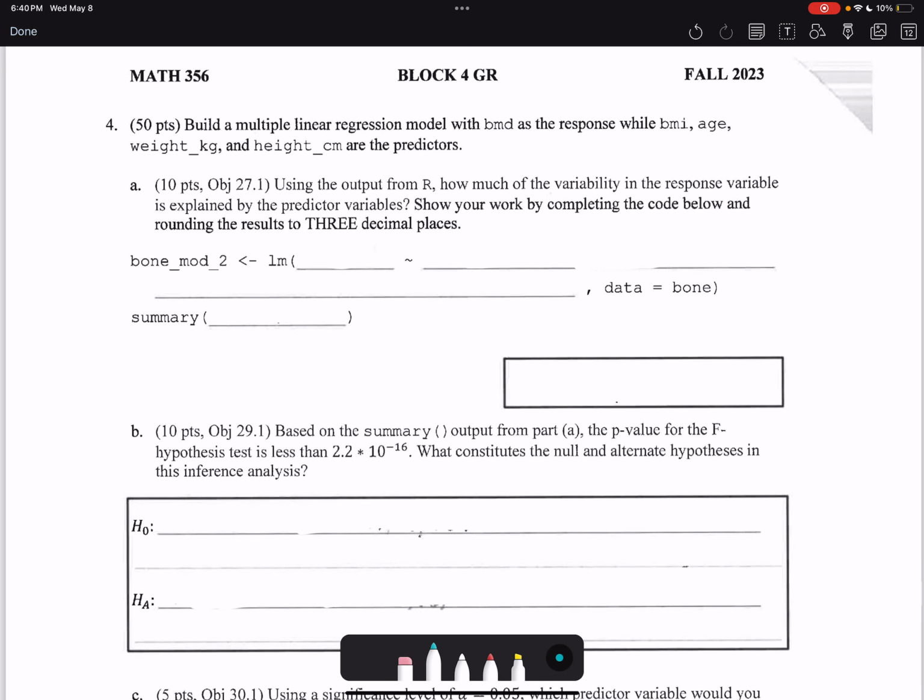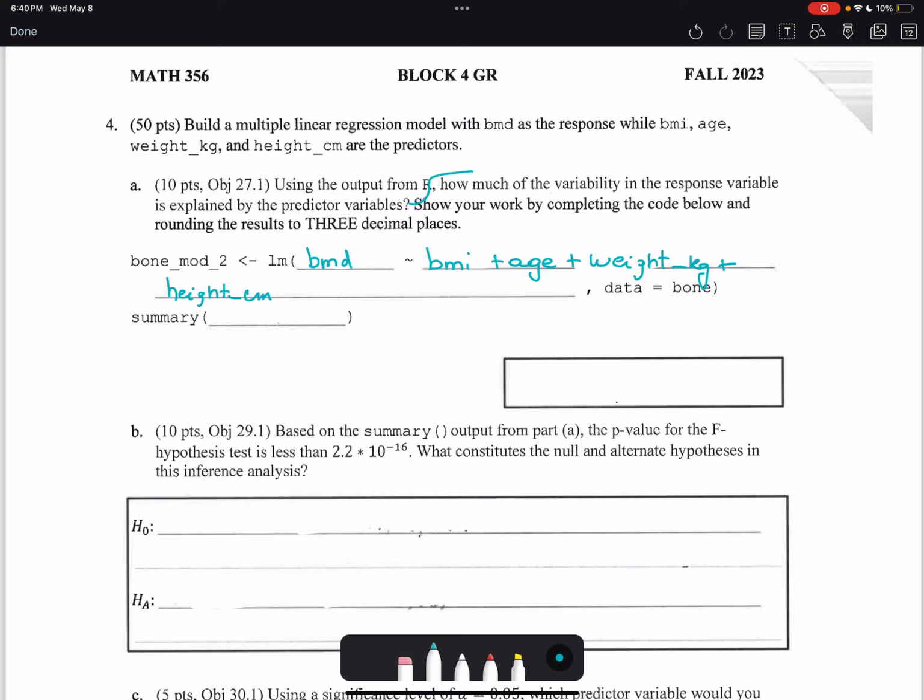Build a multiple linear regression model with BMD as the response. So we know BMD is the response. BMI plus age plus weight in kilograms plus height in centimeters are the predictors. Using the output from R, how much of the variability in the response variable is explained by the predictor variables?